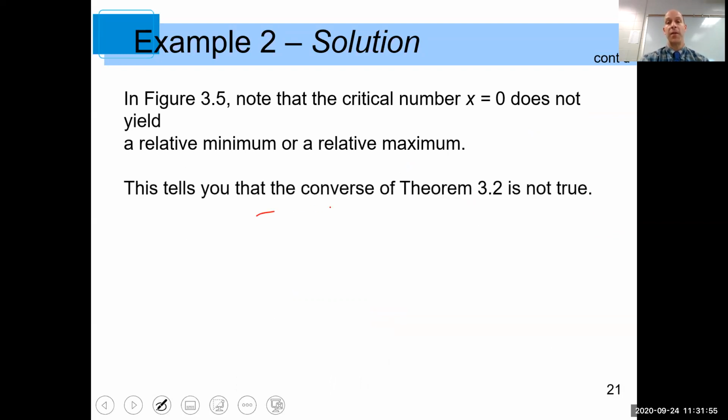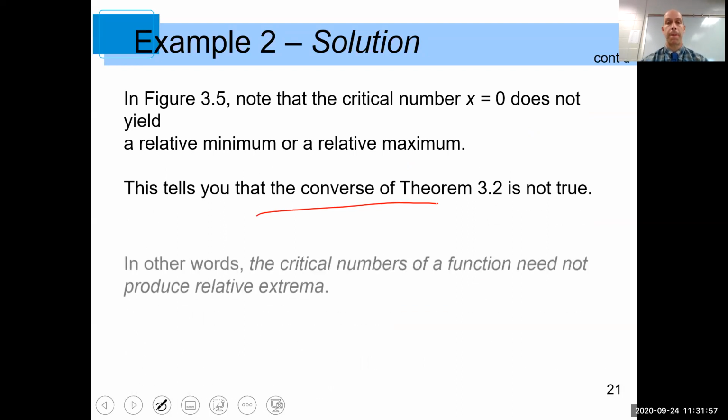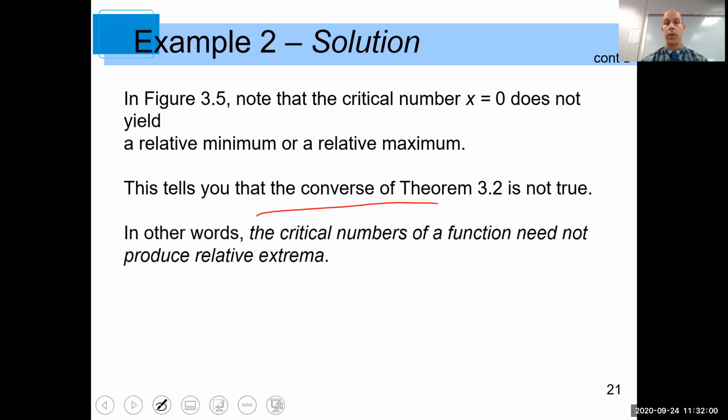Oh yeah, so I already kind of mentioned this too. In other words, critical numbers of a function do not necessarily produce relative extrema. However, if there's a relative extrema, it has to be where there's a critical number. That'll wrap it up.